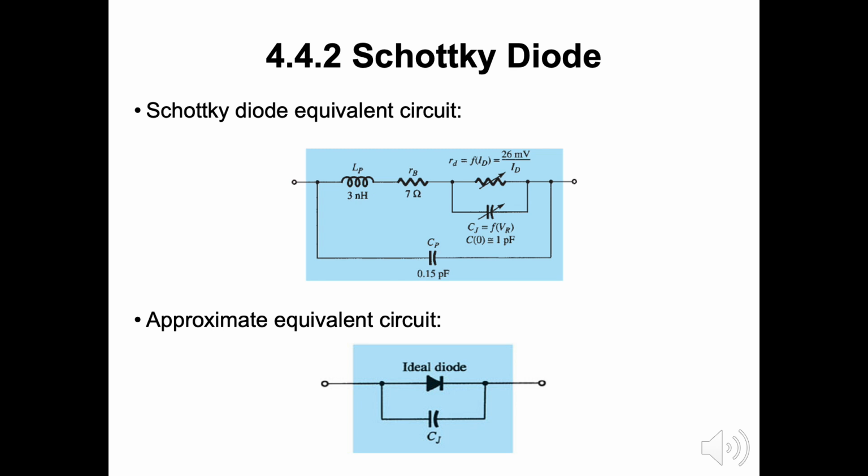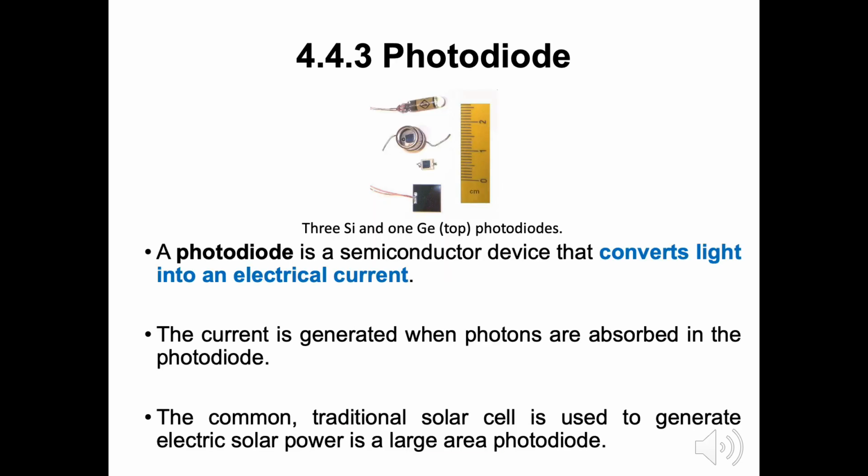The third type of semiconductor diode for today's lecture session is the photodiode. A photodiode is a semiconductor device that converts light into an electrical current. The current is generated when photons are absorbed in the photodiode. The common, traditional solar cell used to generate electric solar power is a large area photodiode.